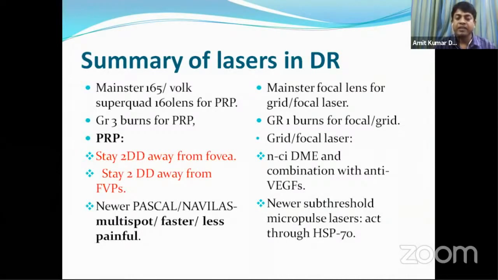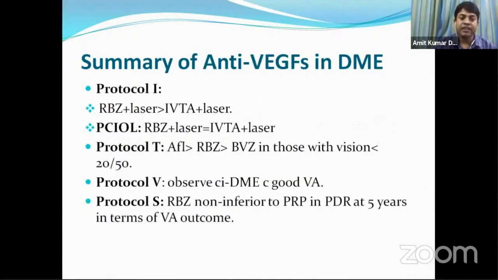Also, we can combine with anti-VEGFs, and we have the newer subthreshold micropulse lasers, which act through production of heat shock protein 70. Protocol I showed that ranibizumab and laser is superior to IVTA plus laser in terms of visual acuity outcome. However, in pseudophakic eyes, the visual acuity outcomes are similar in both groups. In Protocol T, we have seen that aflibercept is superior to ranibizumab and bevacizumab in those who have a vision poorer than 20/50. In those with better visual acuity, all 3 drugs had almost similar outcomes.